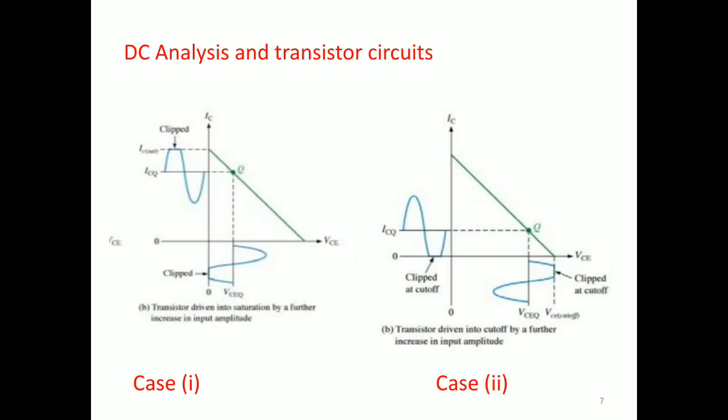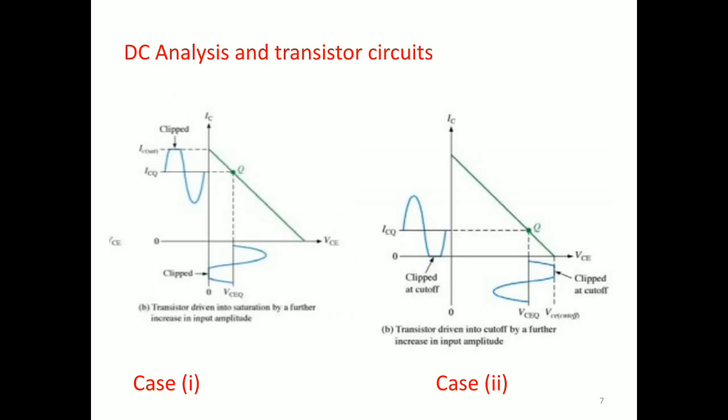When you move the Q point to the top, where the Q point is nearer to the saturation region, the collector current is clipped at the positive half cycle, even though the base current varies sinusoidally. The collector current is not sinusoidal, that is, a distortion is present at the output, therefore it is not suitable as the operating point.